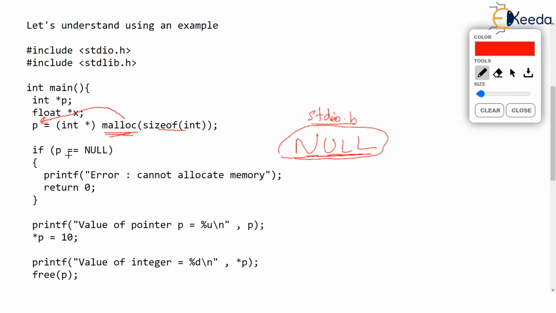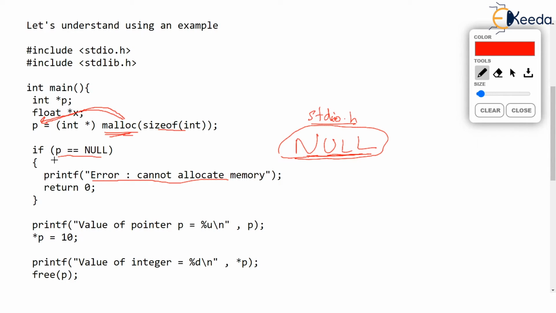If p is NULL, that means malloc has returned a NULL value and stored it in p. So malloc was unsuccessful in allocating 2 bytes for an integer. So if p is NULL, you can print an error, cannot allocate memory, and you can return. You can stop the program. You see, return 0 will stop main instantly, isn't it? Because return marks the end of the function and main is a function. So return 0 is going to end the function.